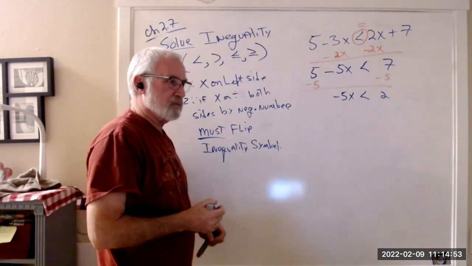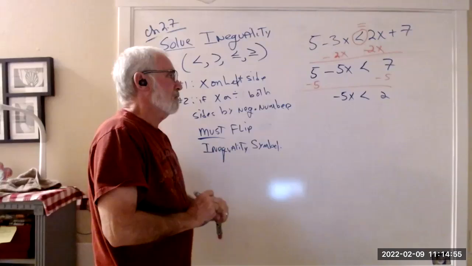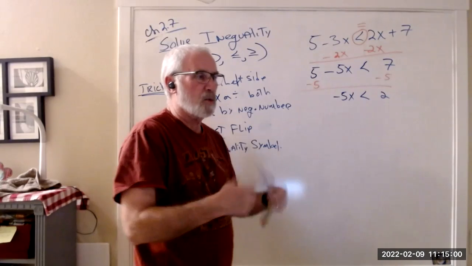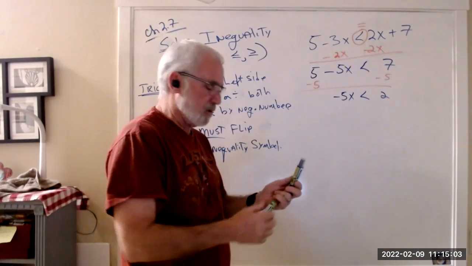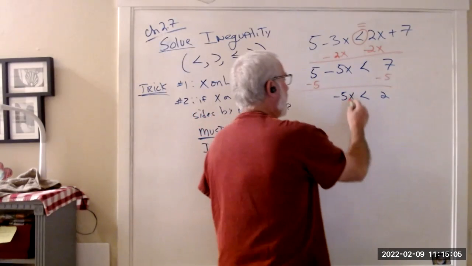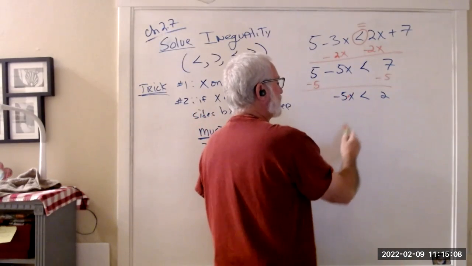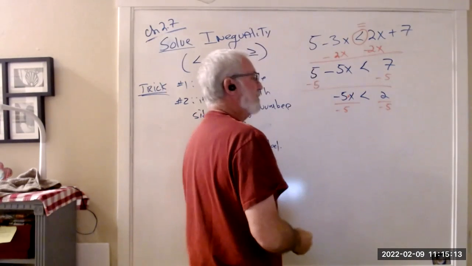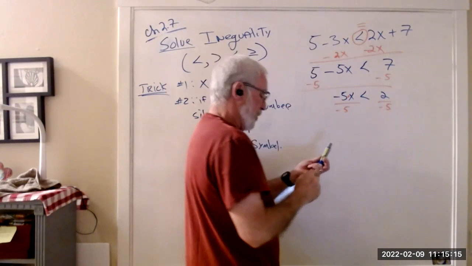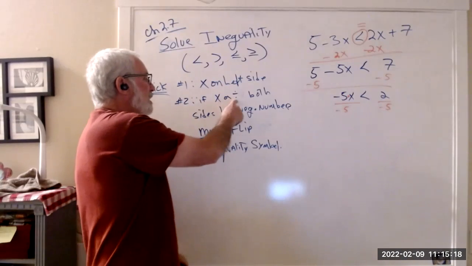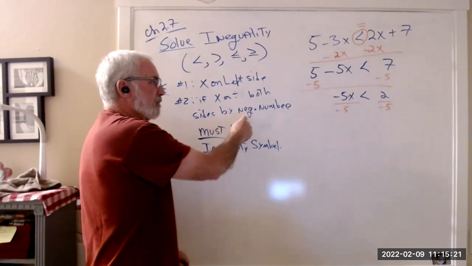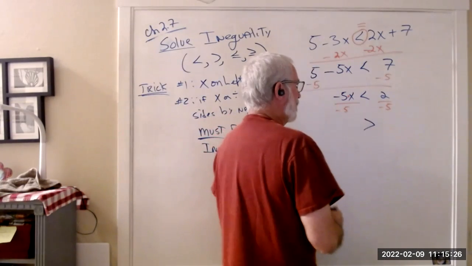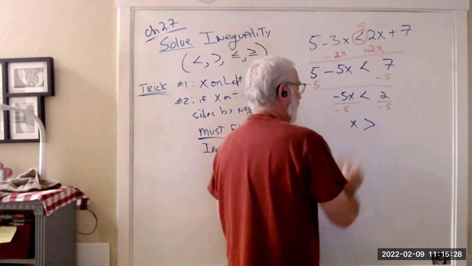Now's where the magic comes in. To get x alone, remember solving is always get x alone, somehow, some way. The only way to do that, remember that's negative 5 times x, is to divide by negative 5. But because you divided both sides by a negative number, you have to flip the inequality over. So this cancels out, we get x.